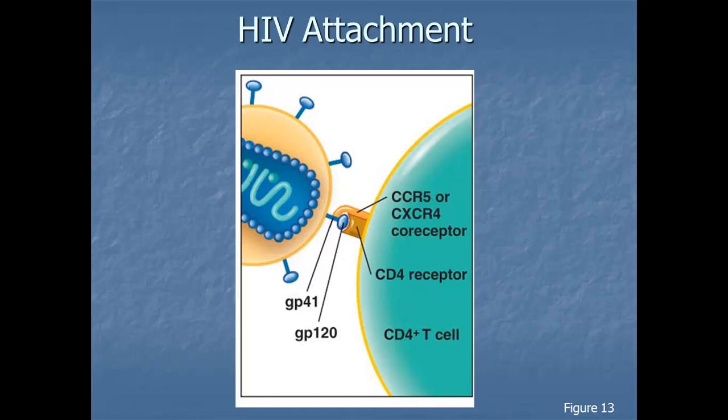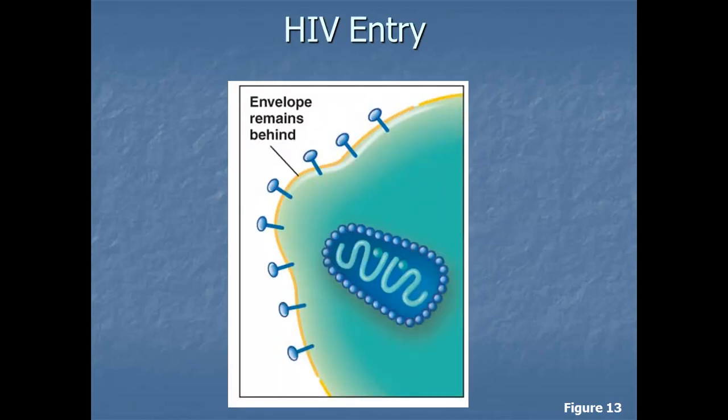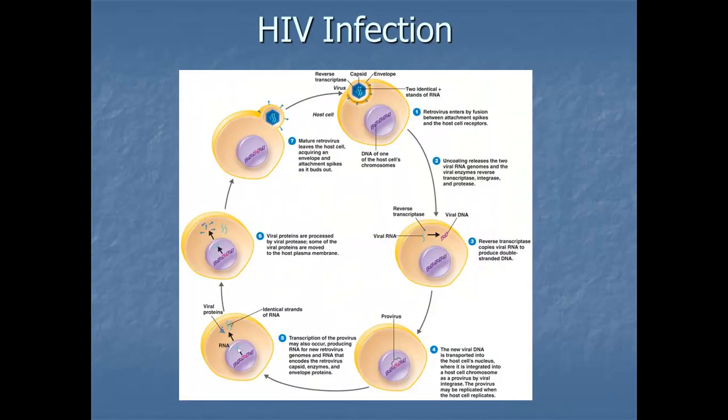When HIV comes in, there has to be a dual docking. So besides recognizing the CD4 receptor, it also has to have another receptor being recognized, and that receptor is either CCR5 or CXCR4. Once it's recognized, then there's going to be fusion because we're dealing with an envelope, right? So enveloped viruses come in using fusion. And then of course the envelope remains behind, and then we're going to have the uncoating.